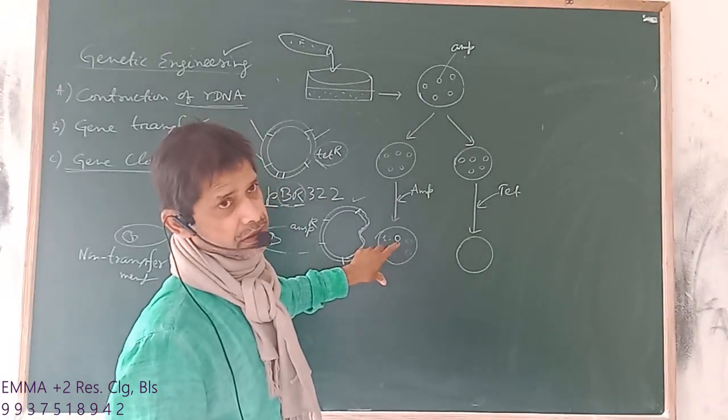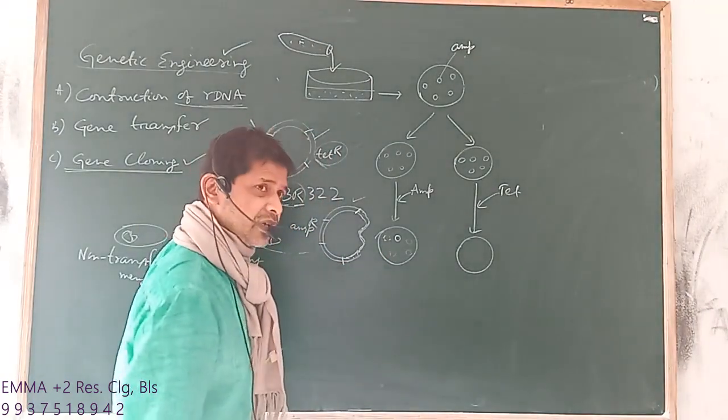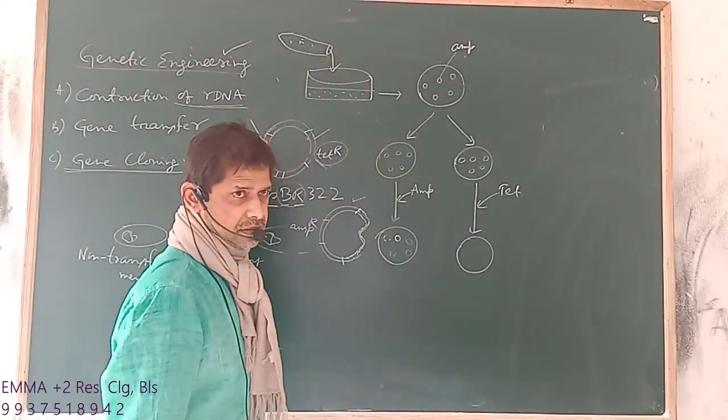That means what? The recombinant DNA is having a functional ampicillin resistant gene.